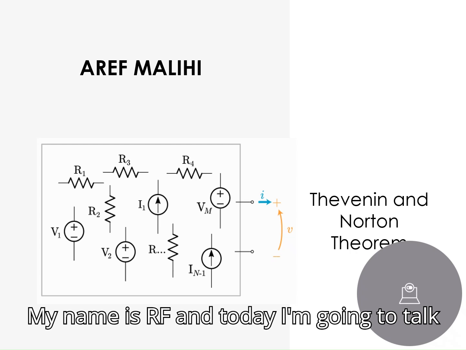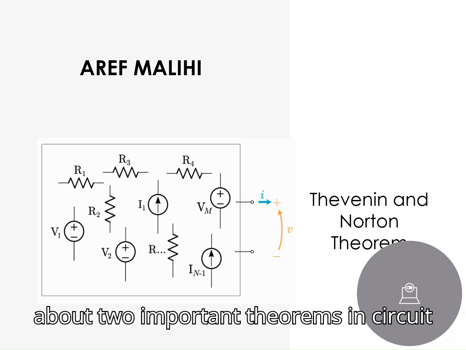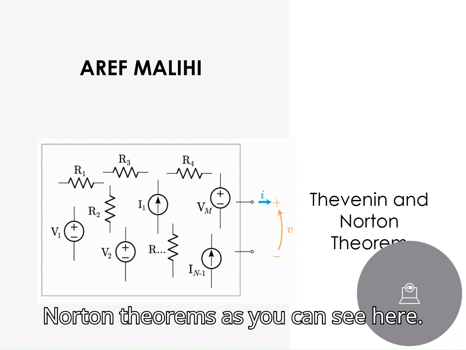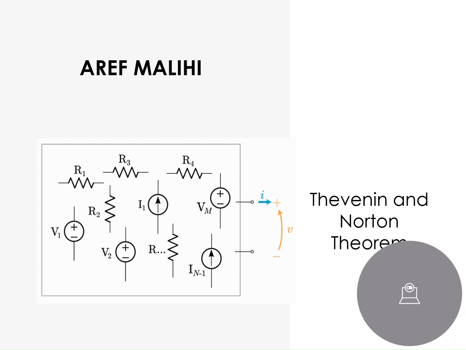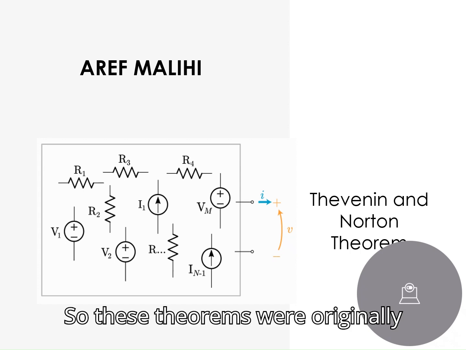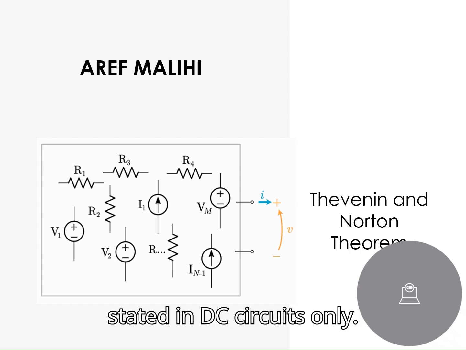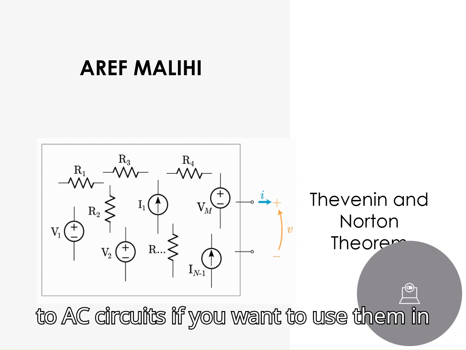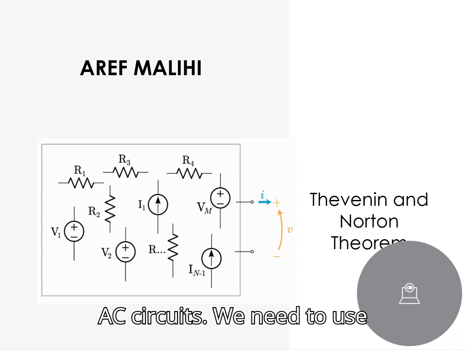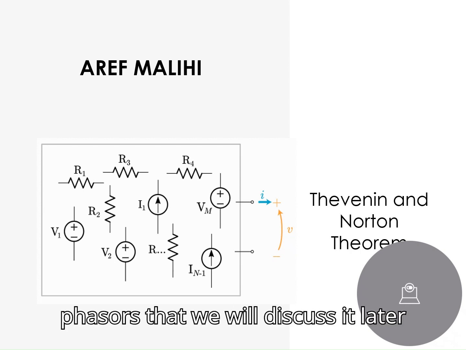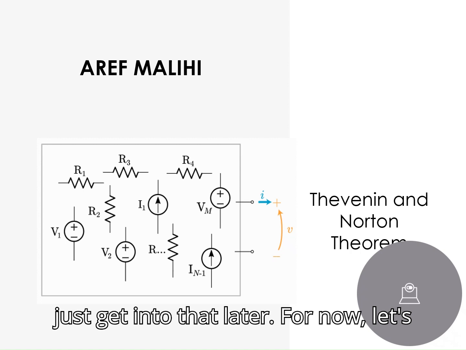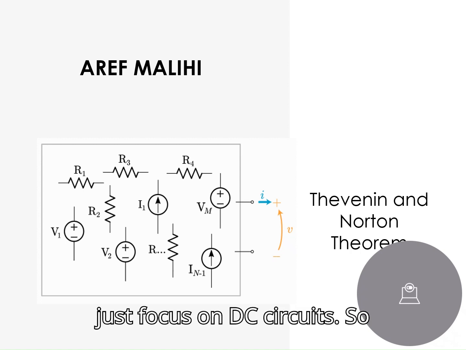My name is RF and today I'm going to talk about two important theorems in circuit analysis known as Thevenin and Norton theorems, as you can see here. These theorems were originally stated in DC circuits only. However, we can extend them to AC circuits. If you want to use them in AC circuits, we need to use phasors, which we will discuss later in another show. For now, let's just focus on DC circuits.